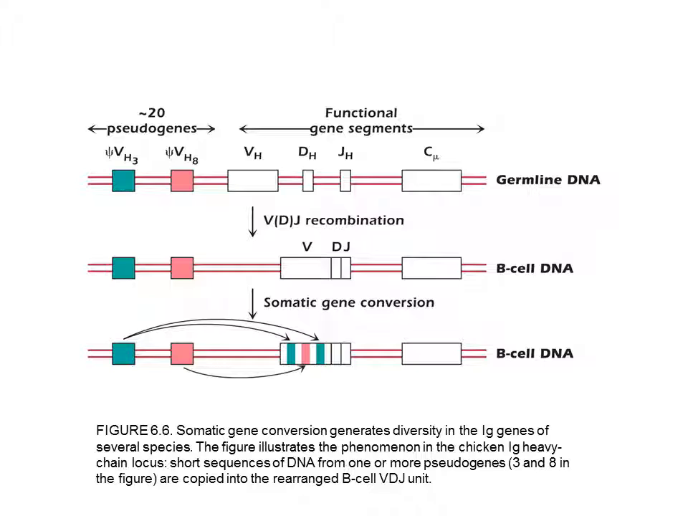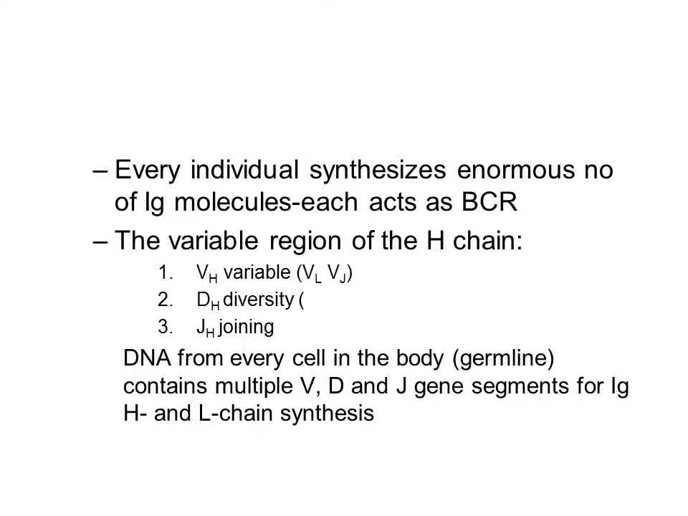So we can estimate that if we have thousands or multiple specificities of immunoglobulin, within one individual we can generate on the order of about 10 to 15, and then again we can increase that through somatic hypermutations. So you can see that we have this enormous capability of synthesizing a different type of immunoglobulin molecule, and each of them will act as a B cell receptor.